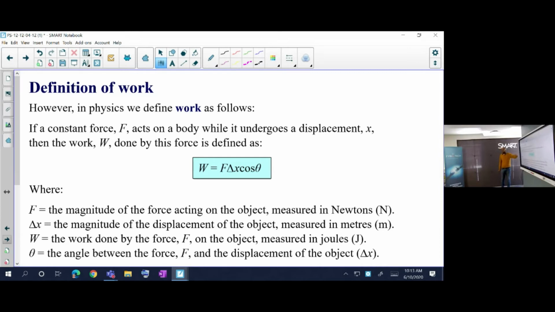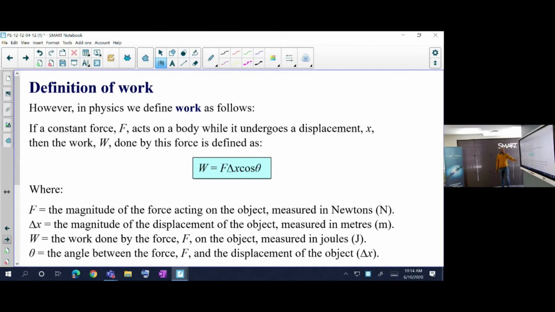We have to look at the components. This is the angle that you're supposed to look at. There's a force applied and the distance that is going to be covered there. That is why we have cos theta. All right. Now, in order for you to understand this, you have to say a constant force acts on a body while it undergoes a displacement. Then the work done by this force is denoted by W equals F, that is the product of the force, displacement, and a particular angle.